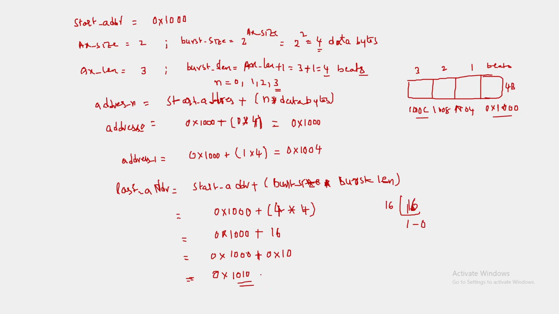Okay, so this address should be less than or equal to 1000. This is the 4K boundary, do not cross this. Then the last address should be crossed here. That means 1010 is crossing. So this address should not be crossed. If we cross this, that address should not be allowed in your incremental burst calculation.